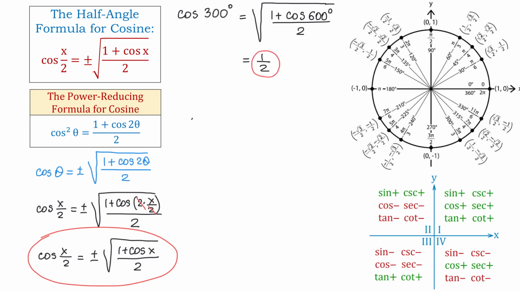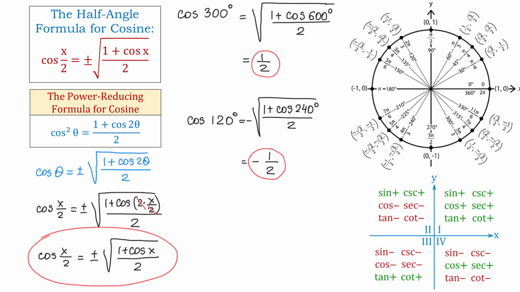Now, what if we have cosine of 120 degrees? This angle is in quadrant 2, and in quadrant 2, cosine is negative. Therefore, in front of the radical, we will put a negative. Then we will have negative square root of 1 plus cosine of double angle, which is 240 degrees, all over 2. And this will be equal to negative 1/2.